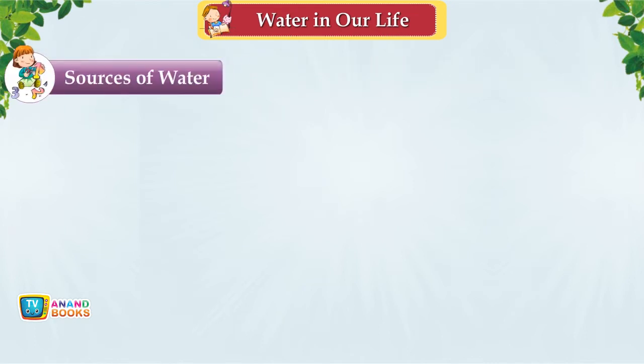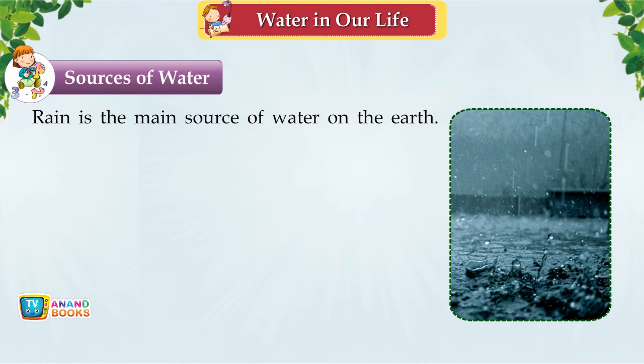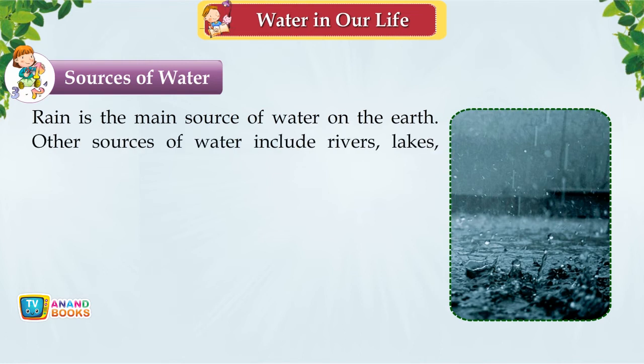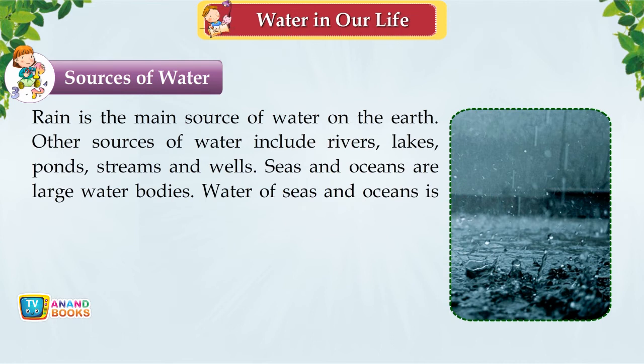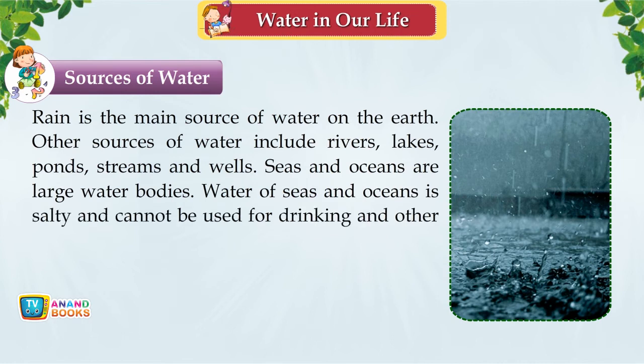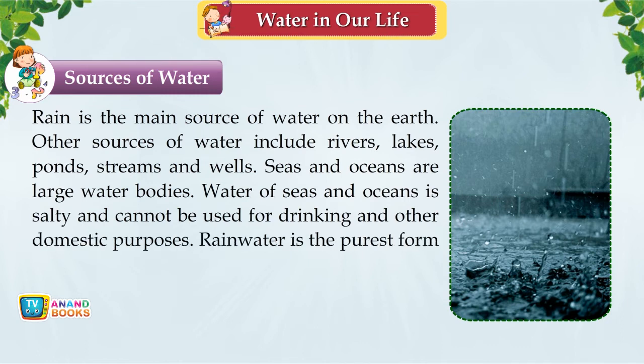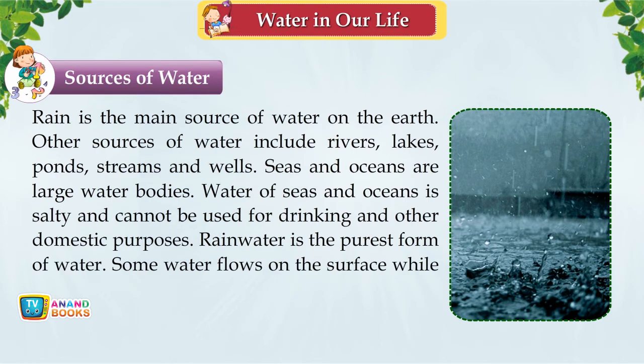Sources of water. Rain is the main source of water on the earth. Other sources of water include rivers, lakes, ponds, streams, and wells. Seas and oceans are large water bodies. Water of seas and oceans is salty and cannot be used for drinking and other domestic purposes. Rainwater is the purest form of water.